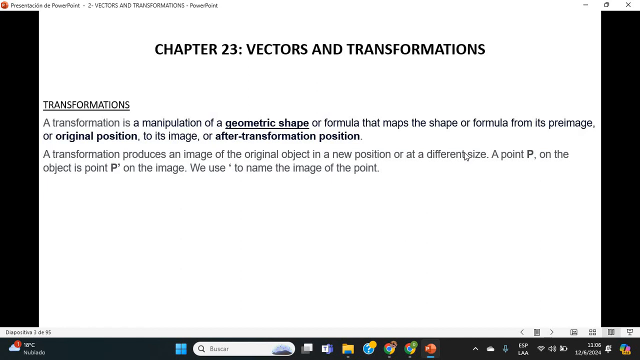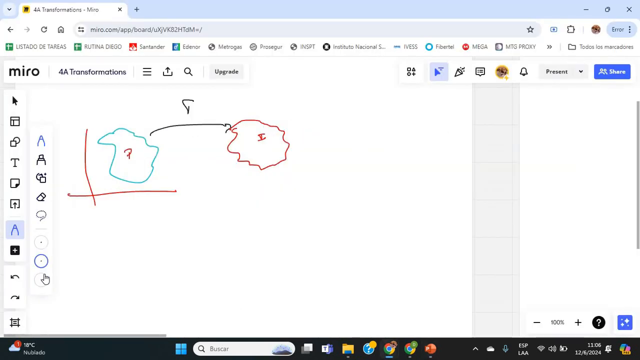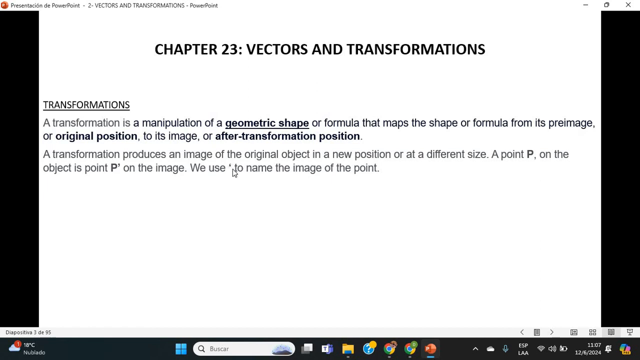A point P on the object is point P prime of the image. For example, if this is point P, or let's call it A, that's P. Then this point over here will be P prime, okay? So prime represents that you are saying that this point is an image, because it has the symbol prime, okay, of another object that is also called P, this one. So this symbol represents that it's an image of another object, another point with the same name, with the same letter, okay? Here we use this symbol to make the image of the point, okay, to refer to that point.